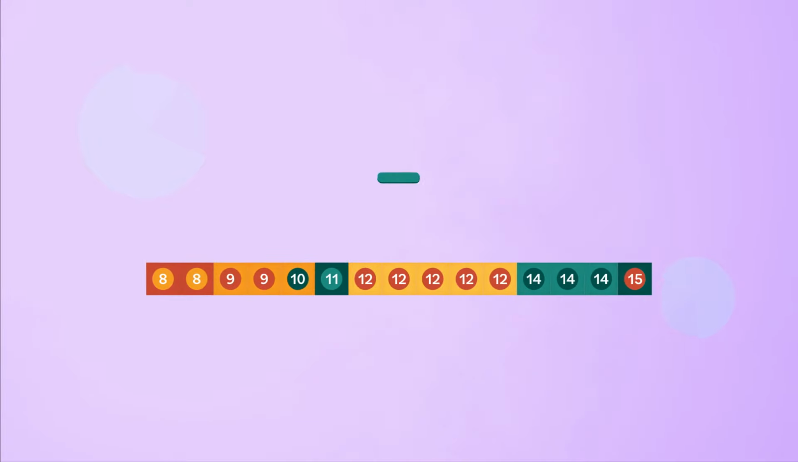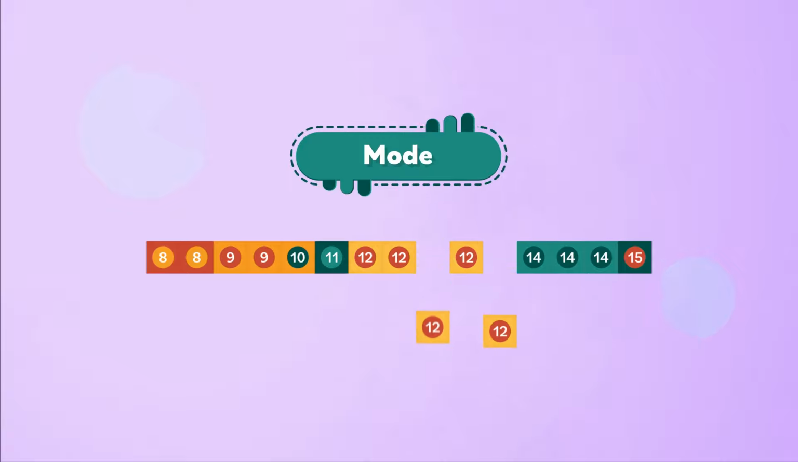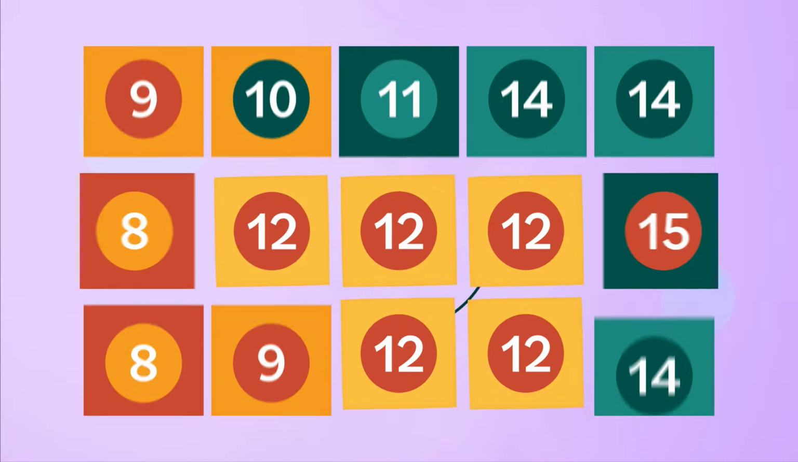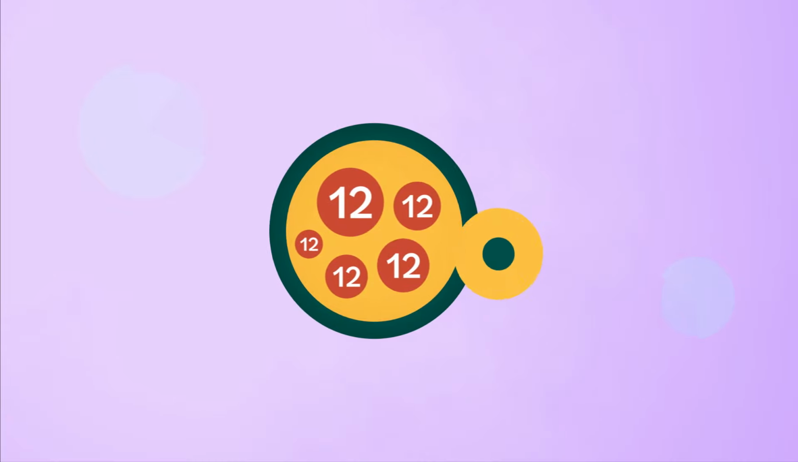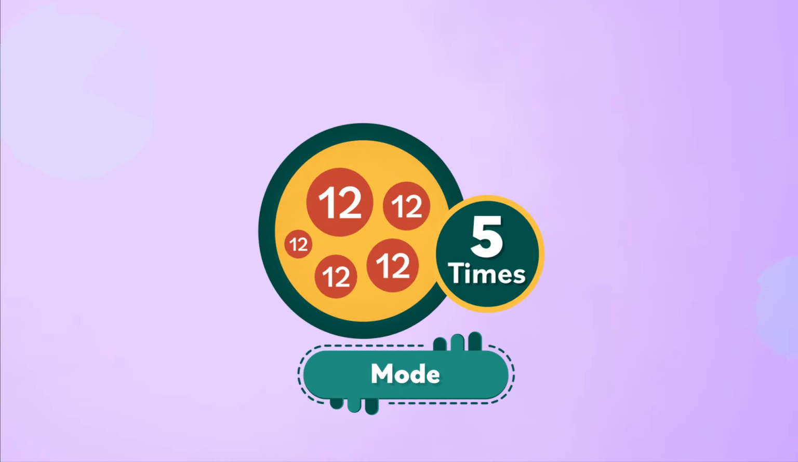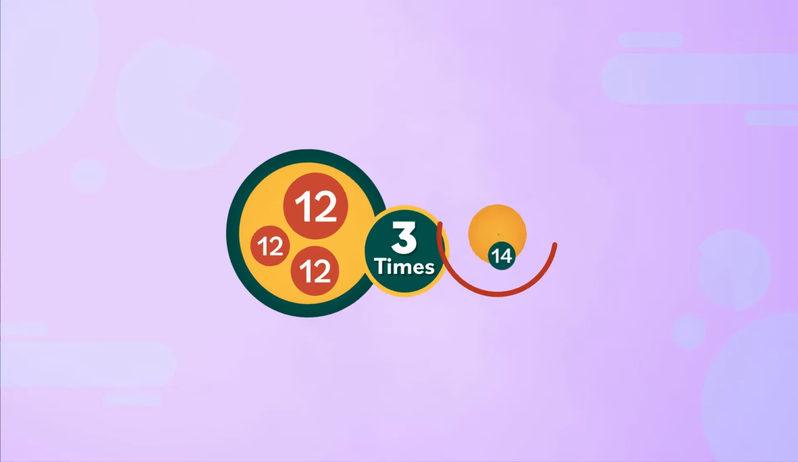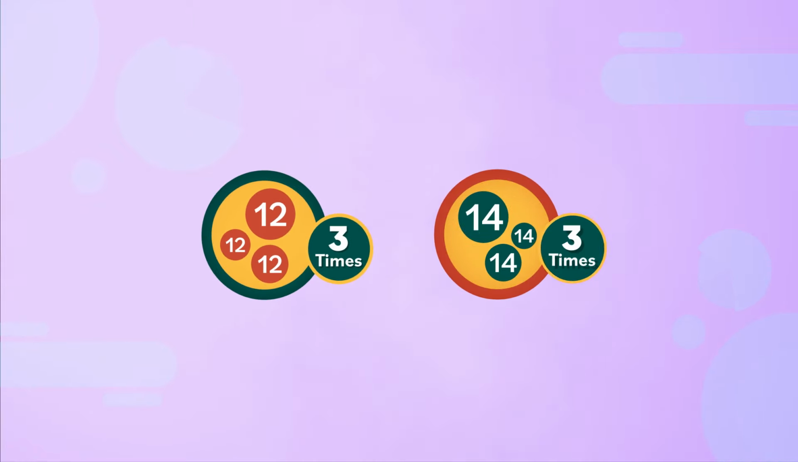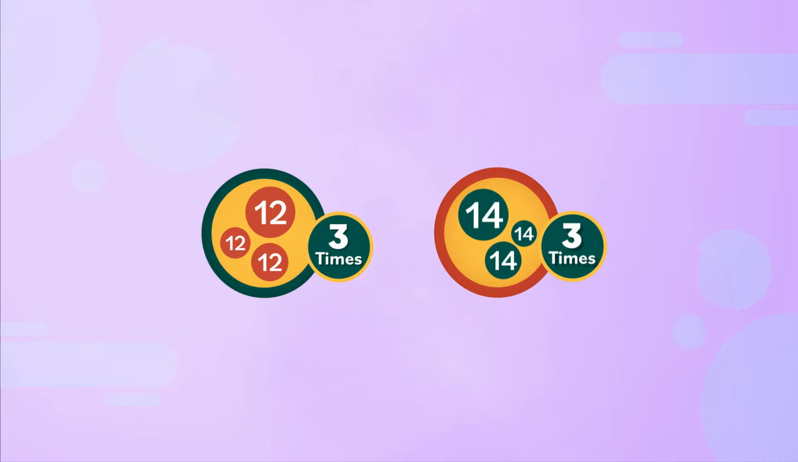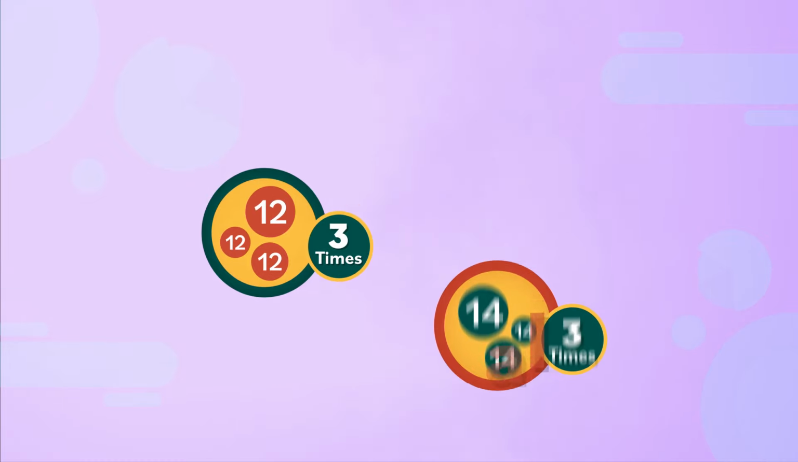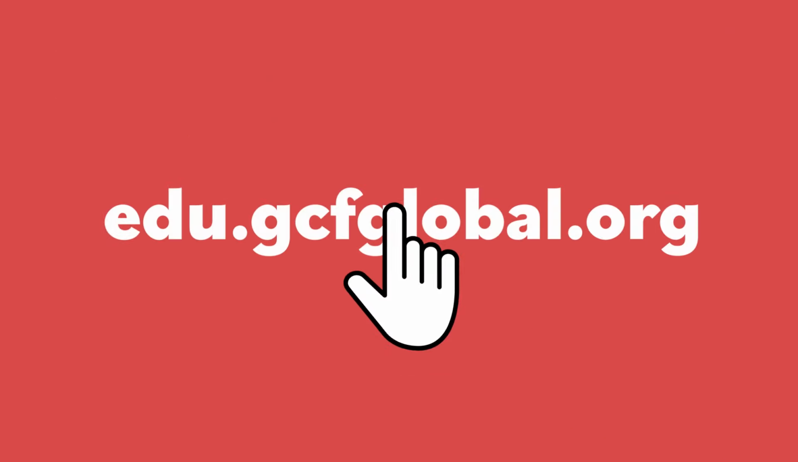Last but not least, there's mode. Mode refers to the value that's repeated most often. Here we can see that 12 is repeated 5 times, making it the mode. If you had two values that were repeated an equal number of times, or two modes, this is called a bimodal data set.